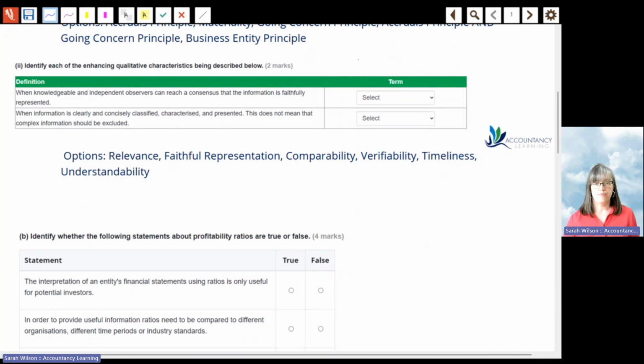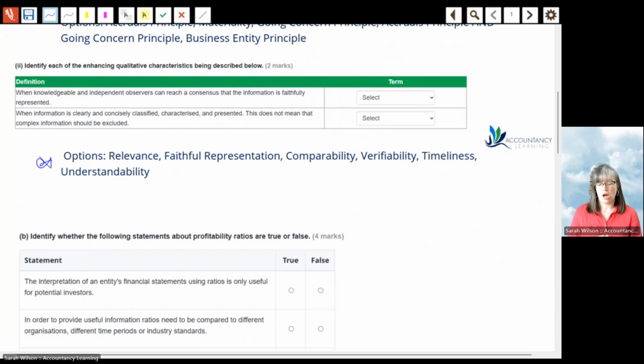For the next one then, we are asked to identify each of the enhancing qualitative characteristics being described below. So the first definition that we're given is when knowledgeable and independent observers can reach a consensus that the information is faithfully represented. So again, you're going to be given a drop down in the box and we've got our options to choose from here.